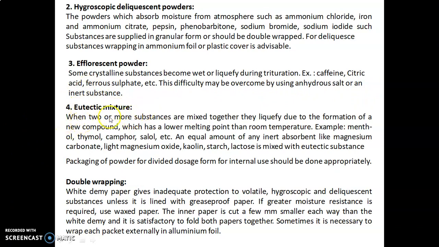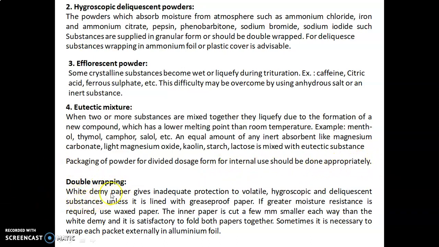Eutectic mixture: when two or more substances are mixed together, they liquefy due to the formation of a new compound which has a lower melting point than room temperature. Examples are menthol, thymol, camphor, salol, etc. An equal amount of any inert absorbent like magnesium carbonate, light magnesium oxide, kaolin, starch or lactose is mixed with the eutectic substance. Packaging of powder for divided dosage form for internal use should be done appropriately.